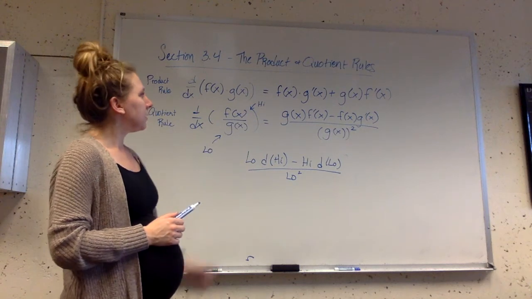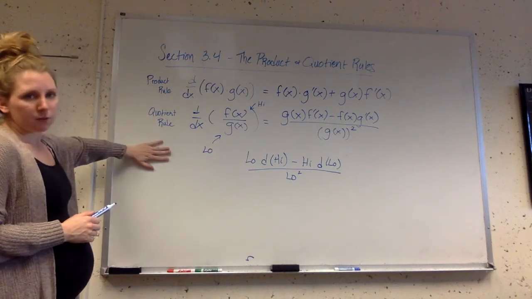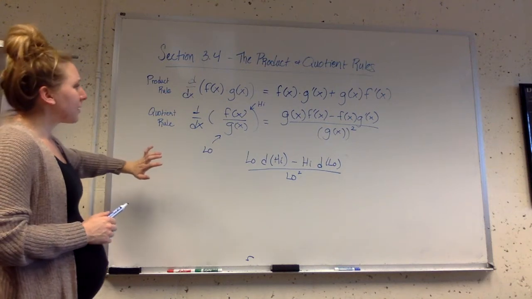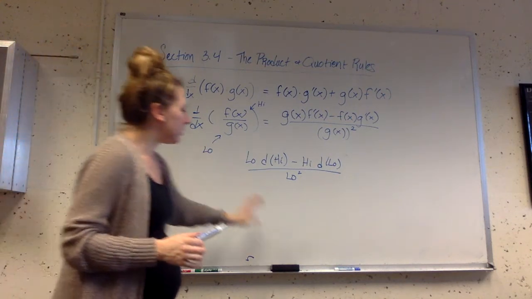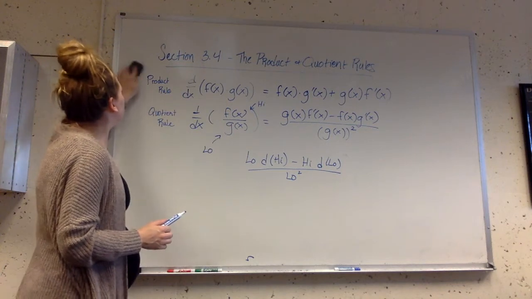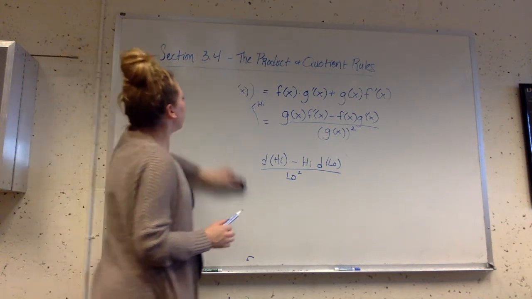Okay? So those are the rules, product rule and quotient rule. So I just want to do a quick example of each one just to illustrate. So erase this.